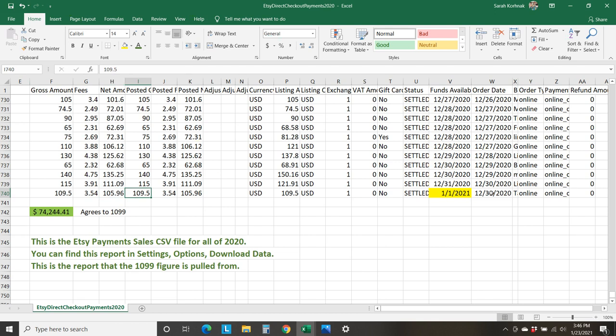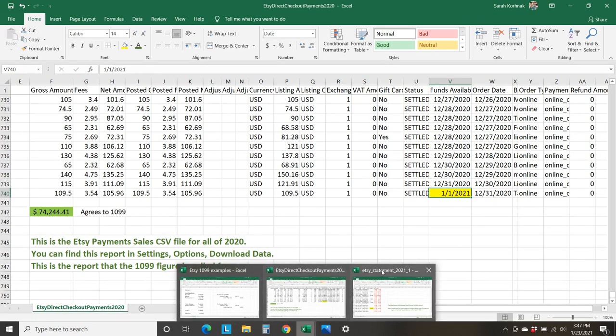So if we look over here, the order date was 12/31, okay? So they ordered the product on December 31st. But the funds available date was 1/1 of 2021. And that is why we have our difference, okay? If you are familiar with my method for Etsy bookkeeping, you'll know that we rely a lot on the Etsy statement CSV file. So let's go take a look at that.